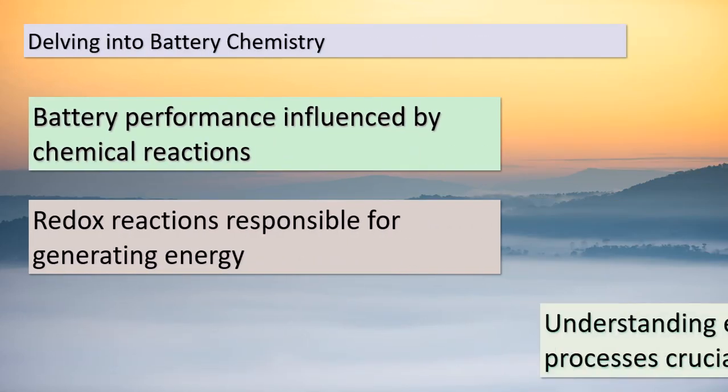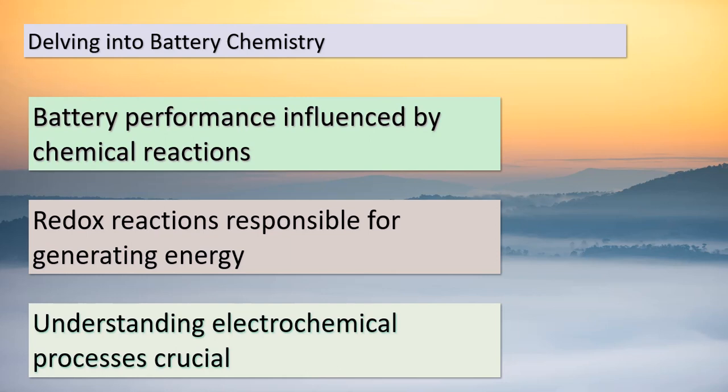Now, my inquisitive learners, let's take a plunge into the captivating realm of battery chemistry. The performance of batteries is profoundly influenced by intricate chemical reactions taking place within them. These reactions are driven by redox processes, reduction and oxidation, critical for generating the energy that powers our devices. To truly grasp battery functionality, we need to delve into the world of electrochemical processes. Gaining an understanding of how electrons flow, ions migrate, and chemical transformations occur is crucial to unraveling the mysteries of battery operation. Consider that all energy in batteries, whether primary or secondary, is rooted in chemical reactions.